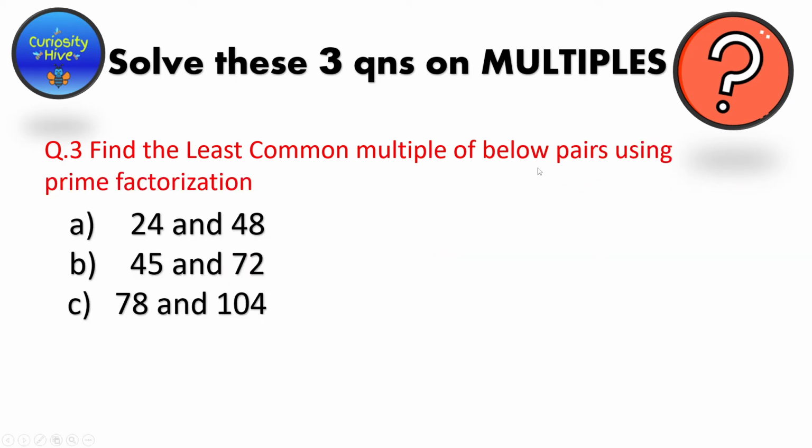Let's go to our next question where you need to find the least common multiple of below pairs using prime factorization. Well, the same rule applies. Pause the video if you need more time.